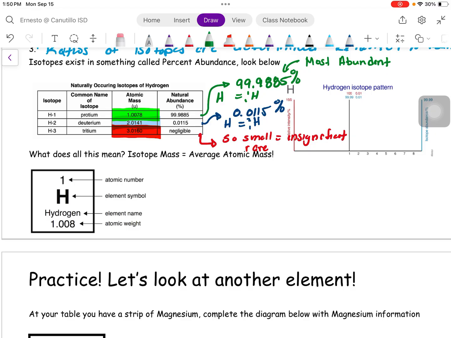Okay. Now, there are two ways to show isotopes. One way is the table that we have here that has all the information that we need. The other is called a hydrogen isotope pattern.